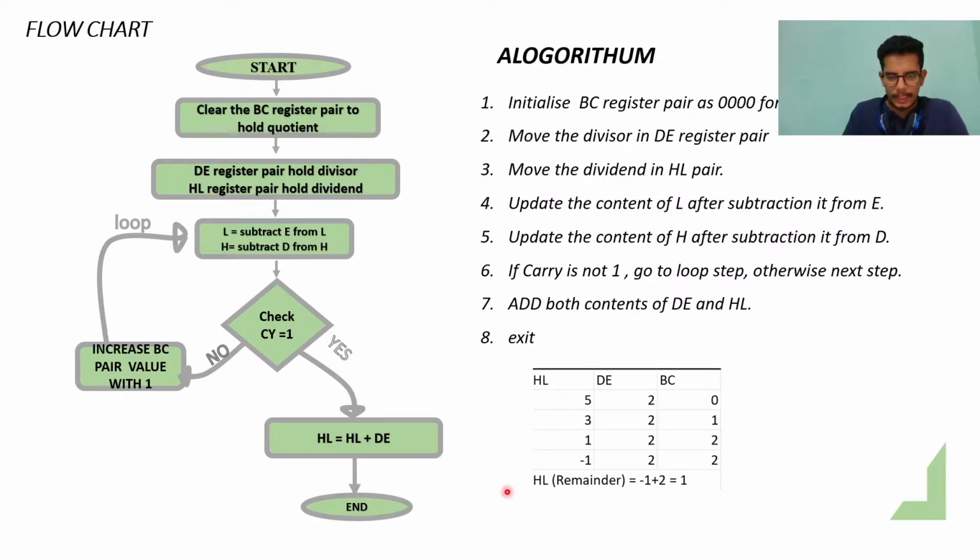At the end we want our remainder in the HL register pair, so we will add the last iteration value of HL to the divisor, that is -1 plus 2, which becomes 1. That is the true remainder here, not the -1. The remainder here will be 1, so that action is performed here. We will add the HL and DE.